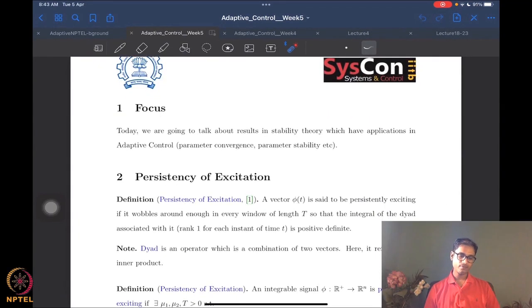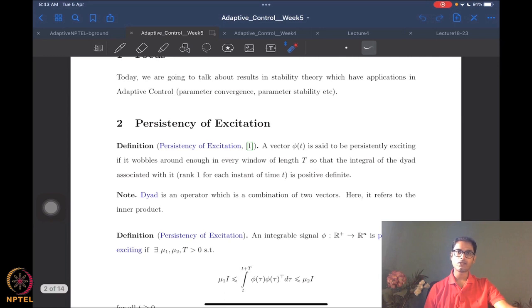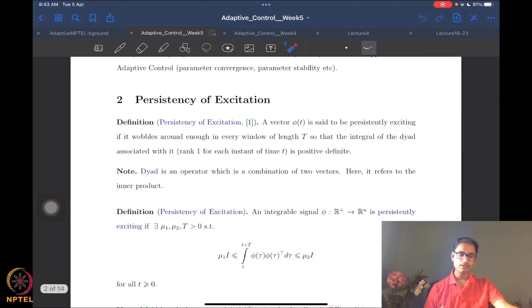So the first thing we talk about is the definition of persistency of excitation, right? A vector signal phi of t is said to be persistently exciting. This is a definition in words, and then of course we will define it more mathematically. The notion of persistency of excitation is that the signal wobbles around enough in every window of length T, right? So if I have a sliding window of time, I keep moving forward, forward, forward, right? Over each such window of length T, I want the signal to move around sufficiently enough, right?